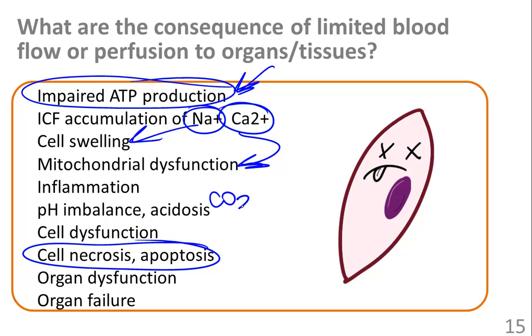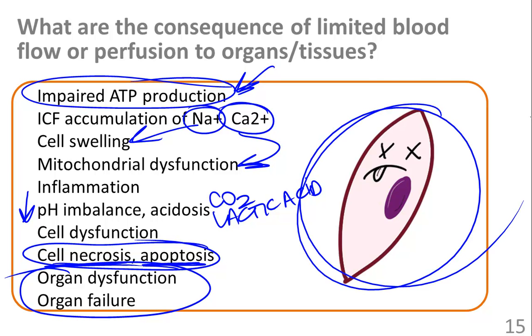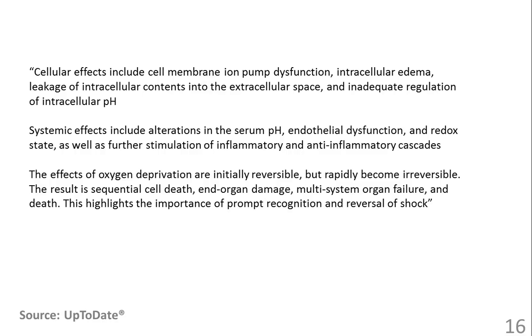pH imbalance, again, because of the CO2 and the lack of blood supply, could leave lactic acid around and things like that. Both of those can contribute to decreased pH. Inflammatory responses, and again, just overall cell dysfunction. If there's enough cell dysfunction, cell necrosis, apoptosis, that can lead to organ failure and organ dysfunction. So basically, shock is a circulatory collapse, which then, our cells just aren't supported and can't survive.